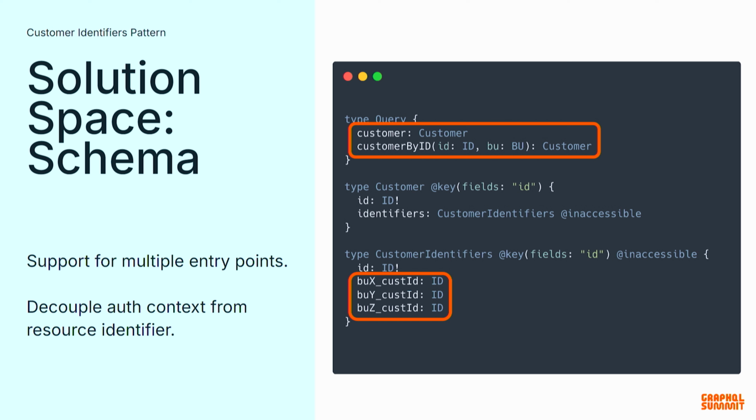Now, in this RFC process, we got a lot of feedback, and we understood more use cases, and then we decided we need to have another entry point. The customer entry point here is used for consumer applications, and the customer by ID is for our internal applications. As you can see, both of them return the customer entity. So given that we decouple the auth context from the resource identifier, if a subgraph is contributing fields to the customer entity, just because the entry point is different, we don't need to change any of the implementation. And also, I just want to highlight that given this is a federated environment, all those identifiers can be contributed by different business units.